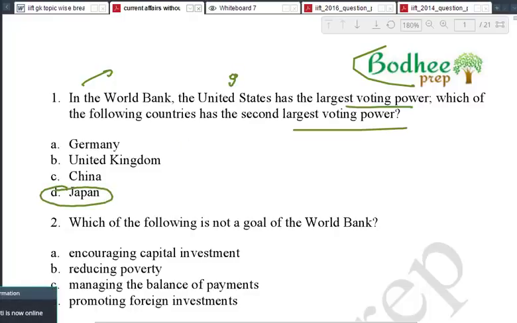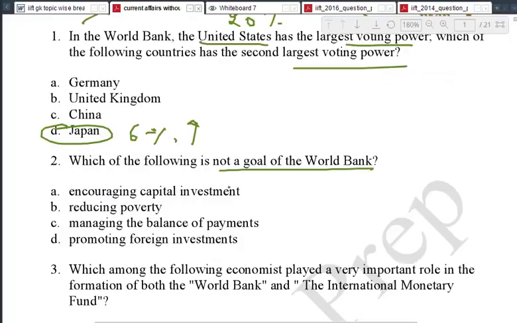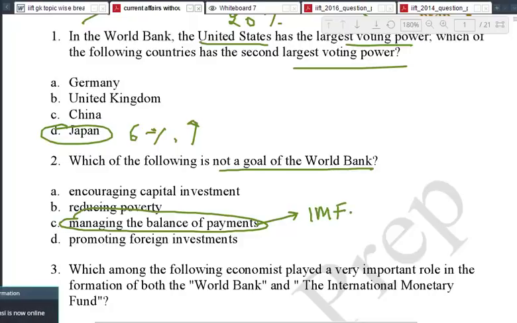20% of the voting rights is with the US, and Japan has 6% plus. Again, I know it's a difficult question, but any guesses, people? Managing the balance of payments is the function of the IMF. Correct? International Monetary Fund. The job of the IMF is to take care of managing the balance of payments.